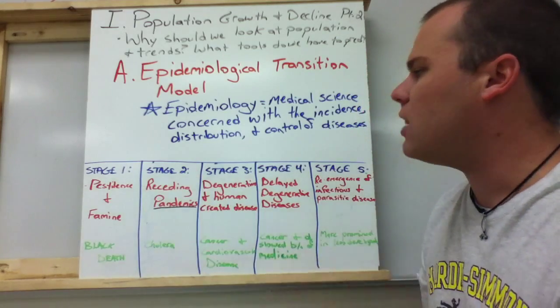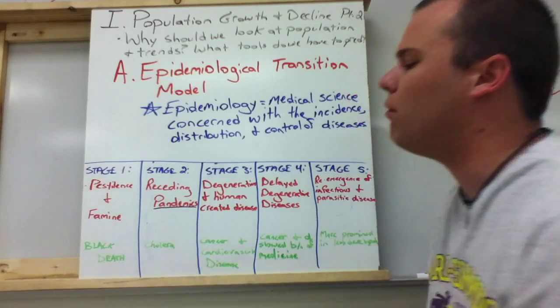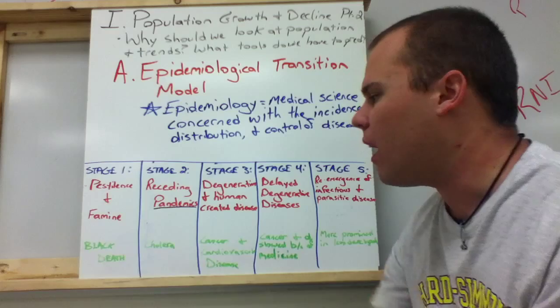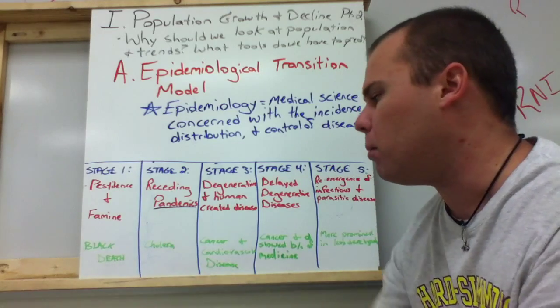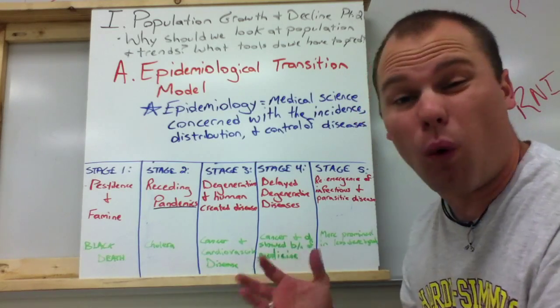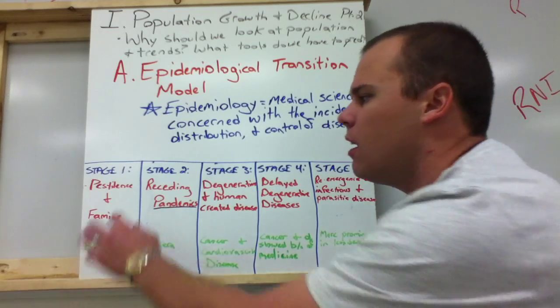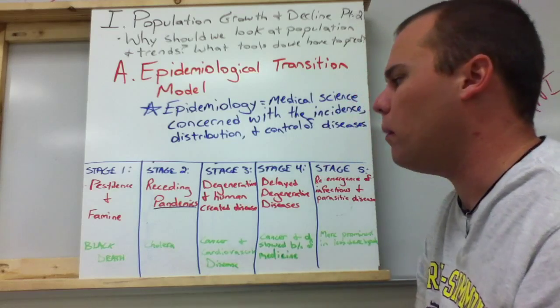But you've got different stages. The first stage is the pestilence and famine stage. This is like the Black Death. That's an example of this stage. A famine that's widespread wipes out the population. You'll notice that this is before the medical revolution and before medicine, before we even knew about germs. So that's what fits in stage 1.